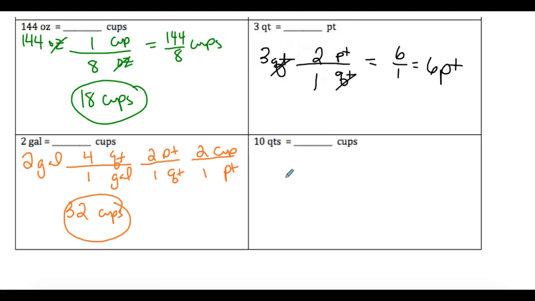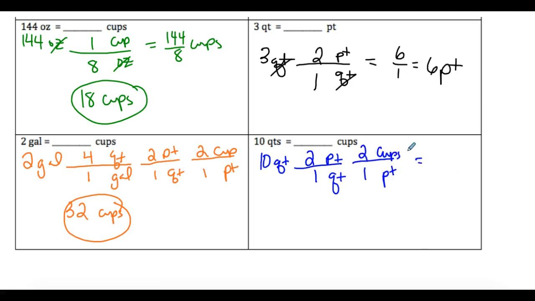All right. Last but not least, we have 10 quarts and we want to get to cups. So I have 10 quarts, and quarts goes down below. Quarts can go to pints or gallons. We're going to go to pints because we want to make it smaller. So 1 quart is 2 pints. And then when we convert pints to cups, 1 pint is 2 cups.